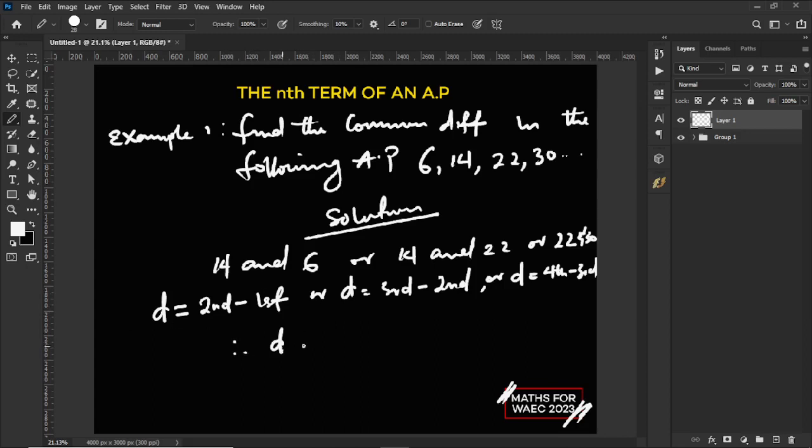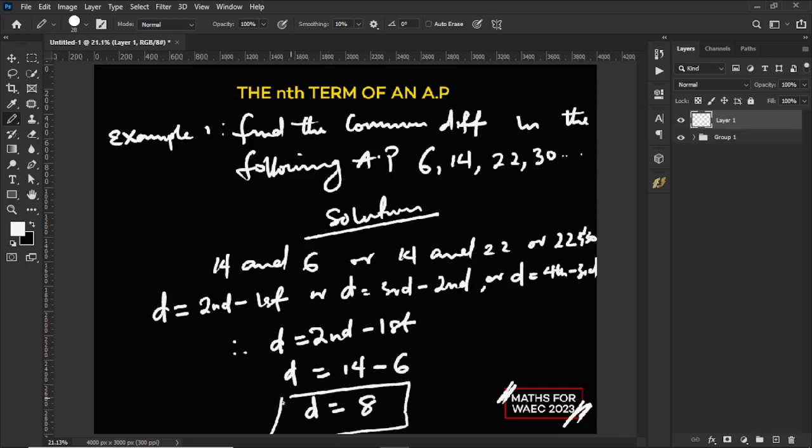So the common difference D is equal to the second term minus the first term. The second term is what? 14, right? So we have 14 minus the first term, that's 6. So D is equal to 8. So that's our common difference. So we can take it down.